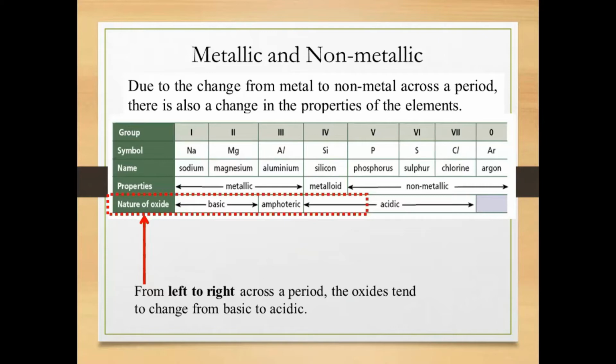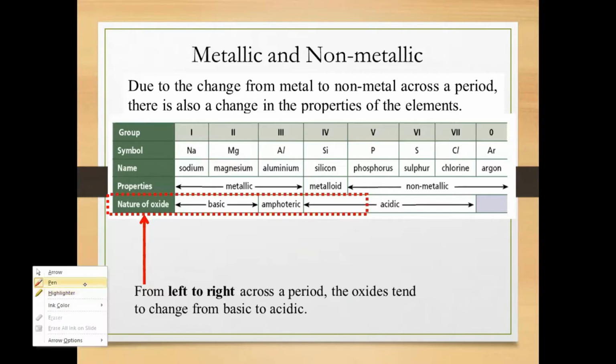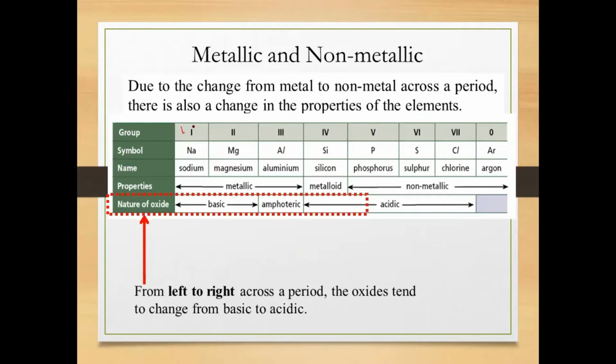Then metallic and non-metallic character. As you know, on the left hand side we have metals, and on the right hand side we have non-metals. So the metallic character of the elements decreases when we move from the left hand side to the right hand side across the period.